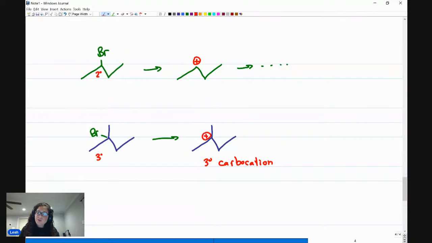If you look in the video description, you'll see a link to my carbocation stability tutorial, and I go through this in a lot more detail. So if you need a review on carbocation stability, carbocations with resonance, carbocation with benzene rings, all of that is covered. The key here is the more stable the carbocation, the faster the reaction is going to be.